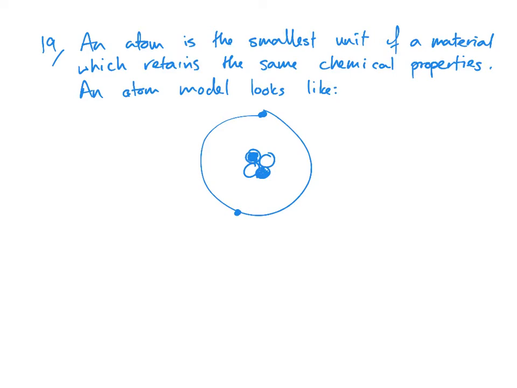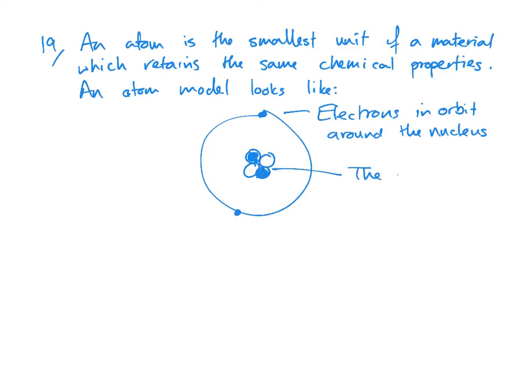We're going to identify the various parts. The small bits whizzing around the outside are called electrons, and this central bit, where the heavier particles are, is called the nucleus, which is made up of protons and neutrons.